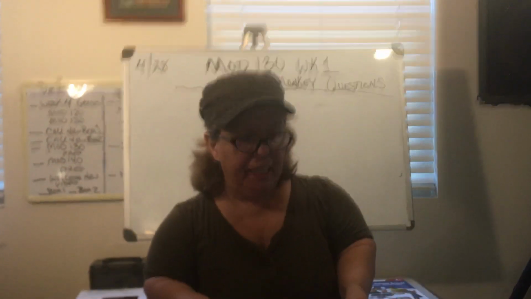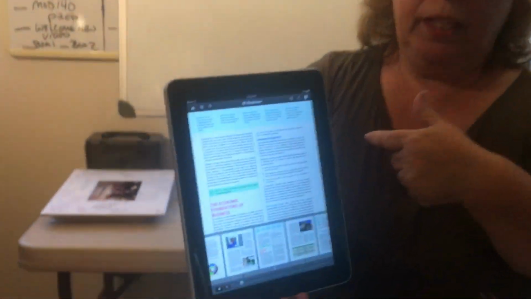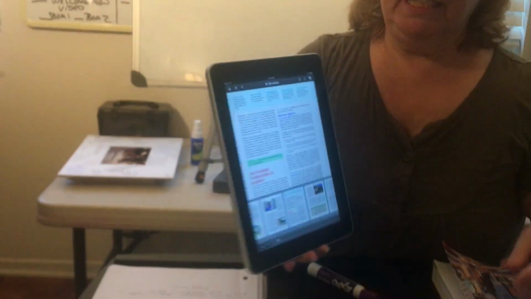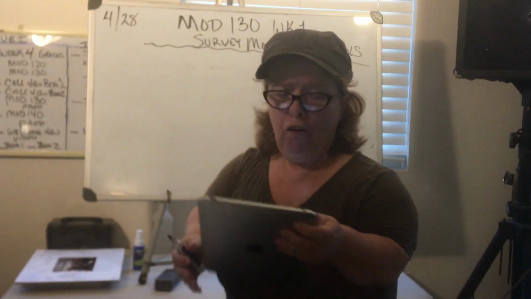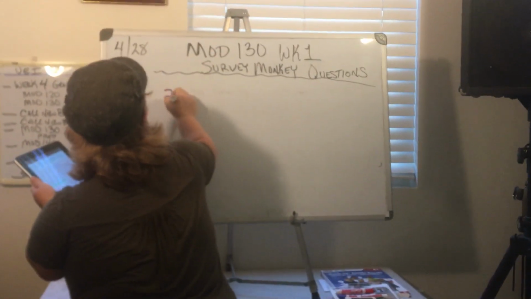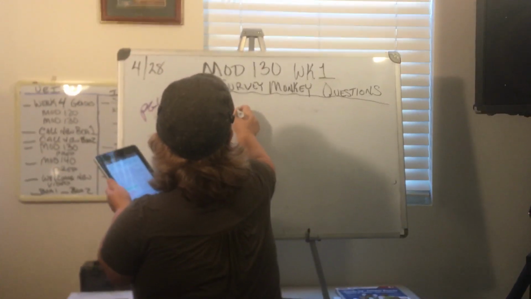At the very top on page 6, you have some definitions here. The very first one is economics. Economics is the study of how resources are distributed for the production of goods and services. So number 2, page 6, economics.